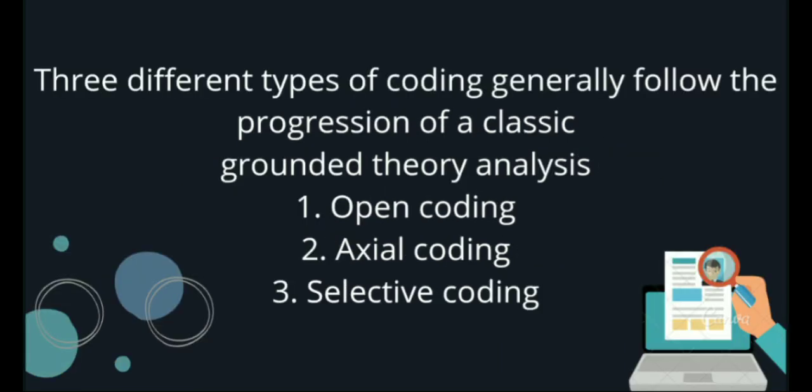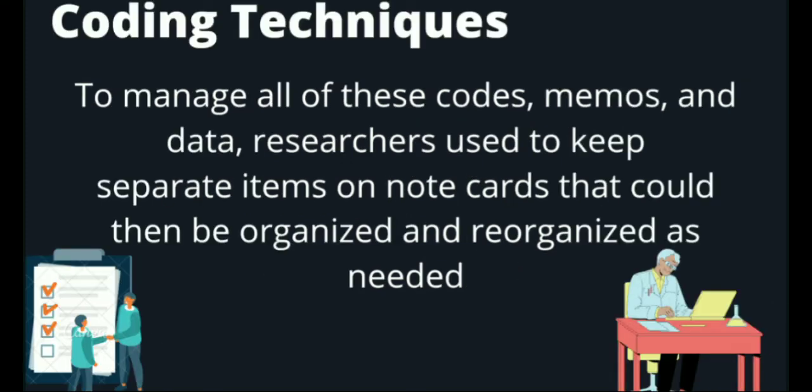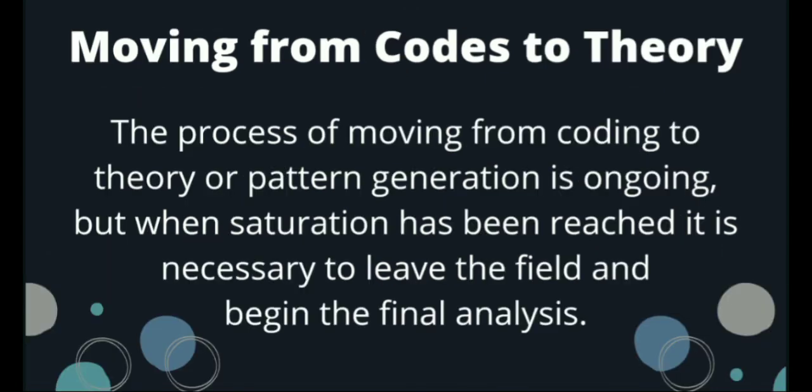There are 3 different types of coding. 1. Open coding. 2. Axial coding. 3. Selective coding. Coding techniques manage all of these codes. Memos and data: researchers used to keep separate items on note cards that could then be organized and reorganized as needed. Moving from codes to theory.